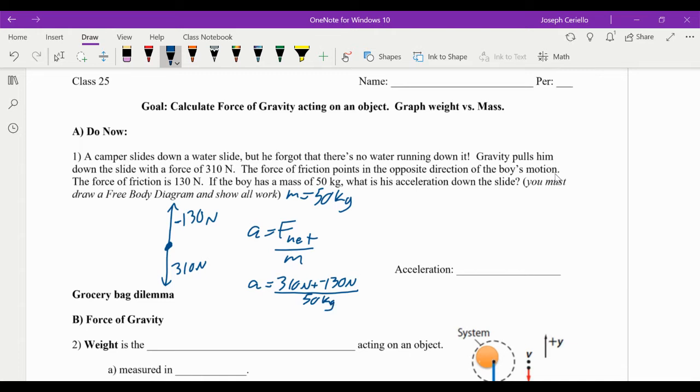Throw that all in your calculator. Let's see what we get. We get 180 divided by 50. We get 3.6 meters per second squared.